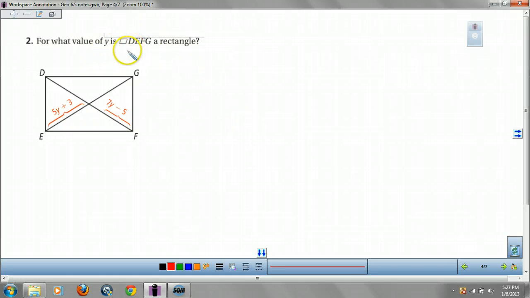For what value of y in D, E, F, G is this a rectangle? Remember, a rectangle has congruent diagonals, and they bisect each other, so all the pieces are congruent. Okay? If all those are congruent, I can just set these equal to each other.